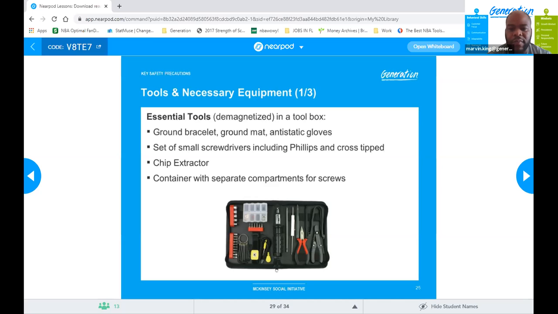So, let's see. Thank you, Amber. All right, I got it. Oh, real quick. Marvin got into it. Chip extractor looks kind of like this. You can see it. Yeah, we can see it. I can kind of show you. And then there is a little thing like this, has little teeth that come out. It's for picking up screws. Big thing on that is you never want to put anything magnetic inside of a computer, because you can heavily damage the components.